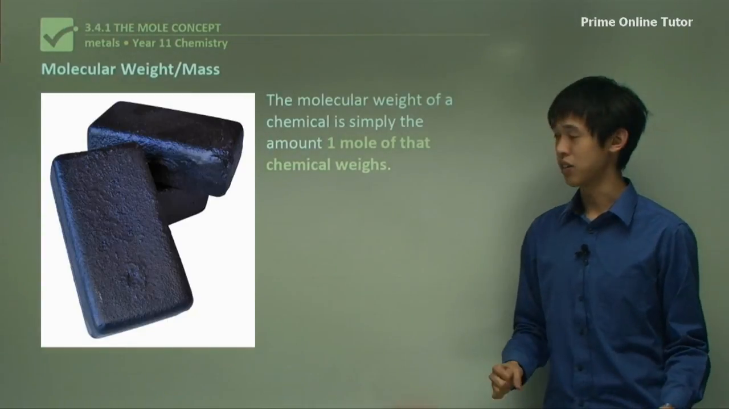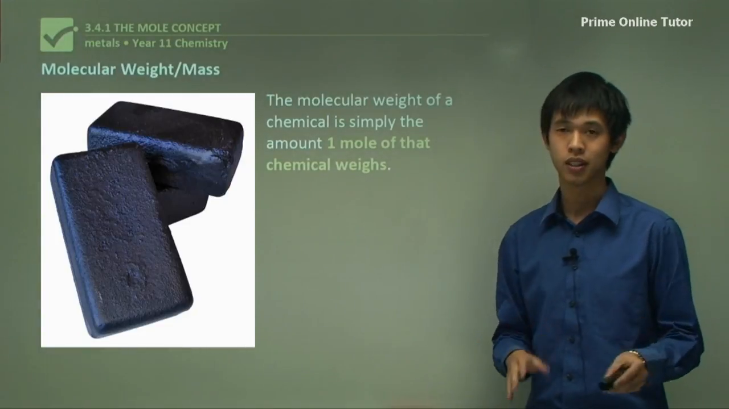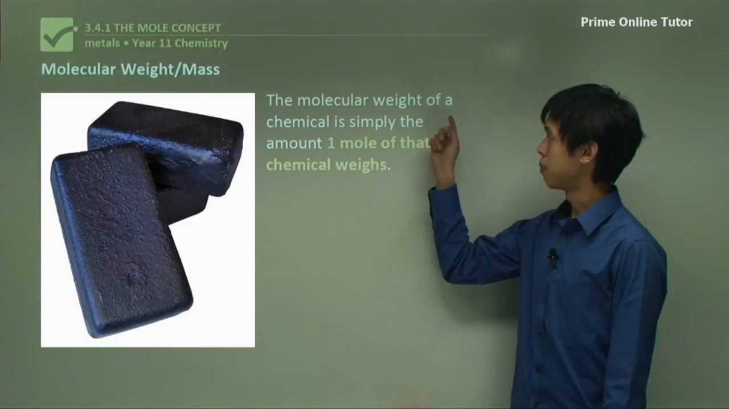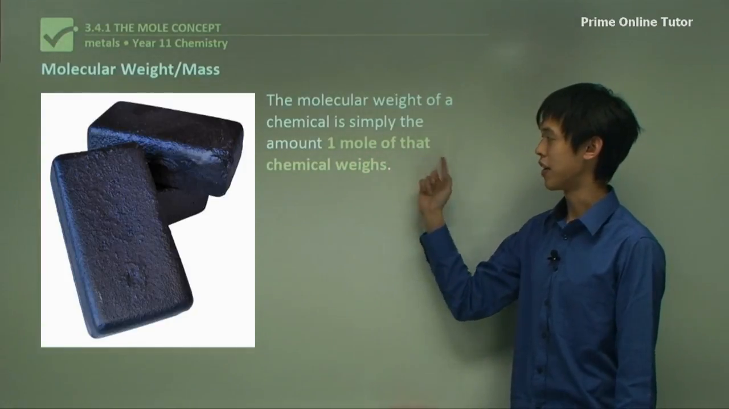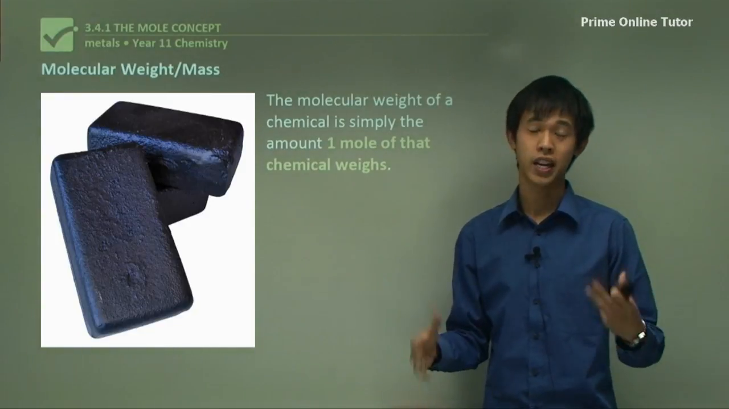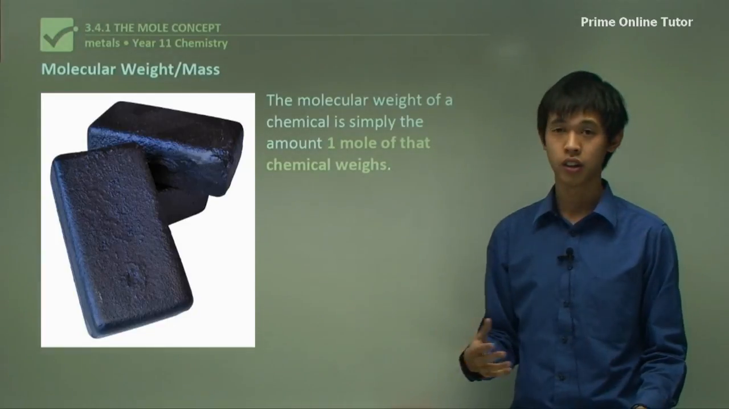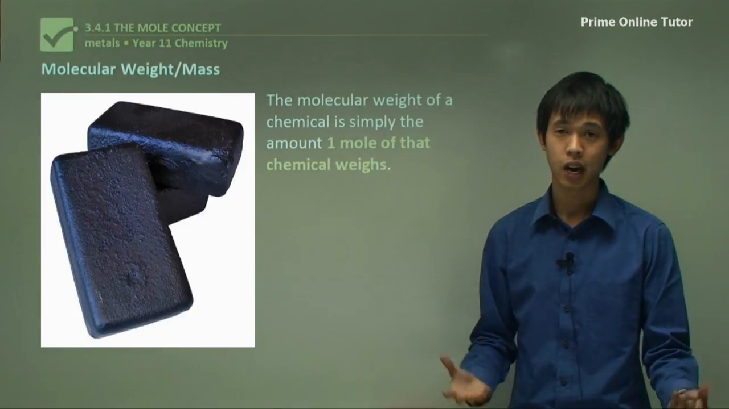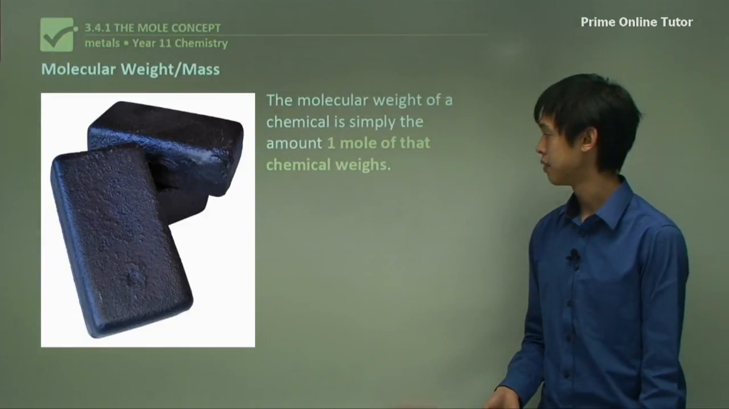So how we do that is we use a concept called the molecular weight or the molar weight. So molecular or molar, basically the same thing. There's not a big difference in what that means. But the molecular weight of a chemical is simply the amount 1 mole of that chemical weighs. Okay? So if I had 1 mole of any chemical, it would weigh a certain amount because there's a defined amount of particles. So hydrogen would weigh a certain amount if I had 1 mole of it. Carbon would weigh 12 grams if I had 1 mole of it. So that's the molecular weight.